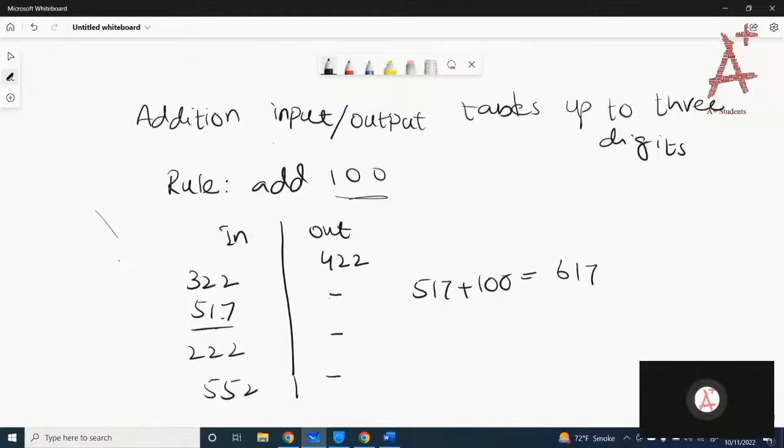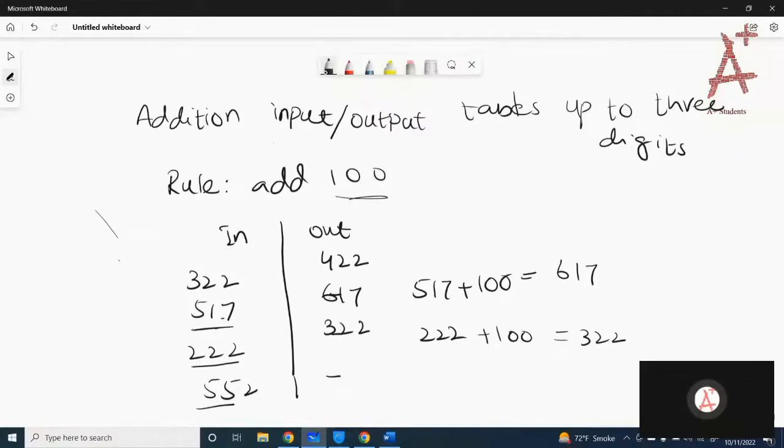Got it? You have a live chat button right below the video. Please use the live chat button. If you have any problem, you can write the question here. I will answer your question. Got it? Okay, for the next one, the input value is 222. So add 100 to 222, it would be 322. Got it?